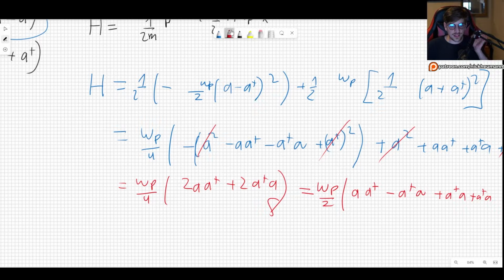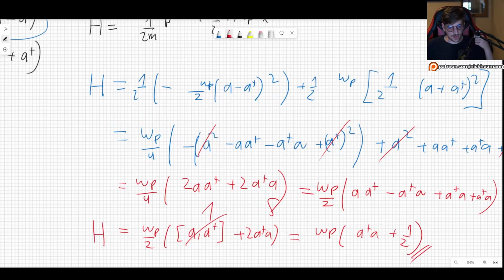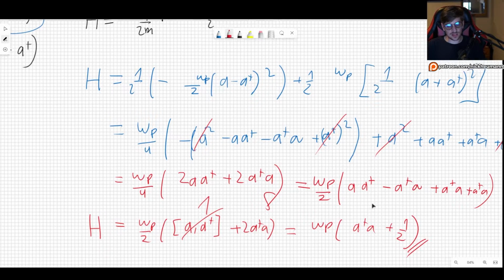So we haven't done anything illegal. We just added a 0. And with this, we can now write it with a commutator. So we can write this as the commutator of a and a dagger, plus 2 times a dagger a. And we know what this commutator is. It is simply 1. So from here, we write this as omega, and we can just multiply inwards with this 1/2. So we get a dagger a plus 1/2. Okay, so that's how you can write the Hamiltonian for the harmonic oscillator in terms of the ladder operators.